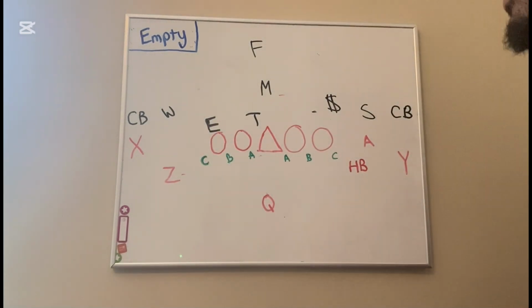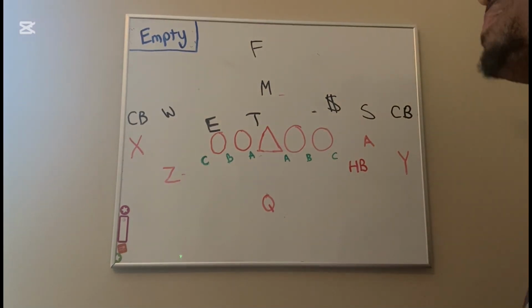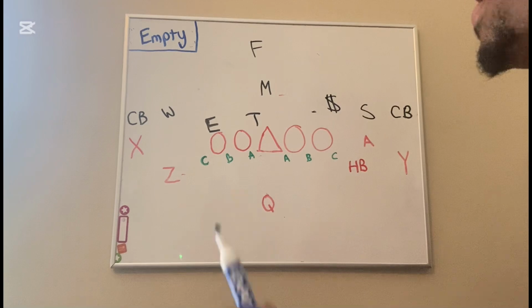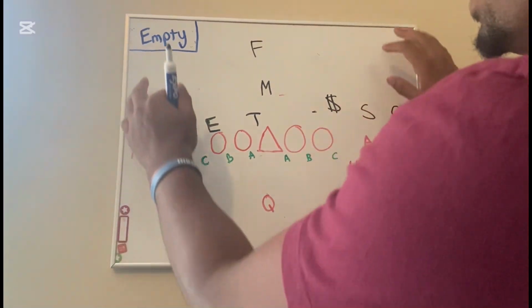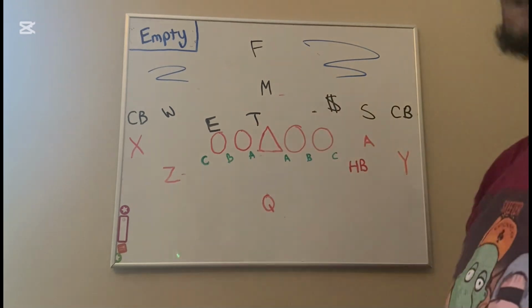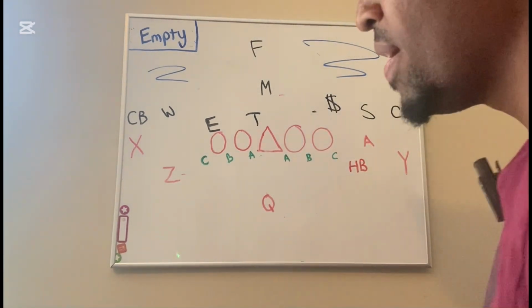So empty is something that not many teams use. It is very much for teams who like to throw the ball around. Very heavy pass teams. Not heavy run, but heavy pass. So an empty look, as you can see all this space here and here. It makes the defense have to run around and also might cause some confusion as well.